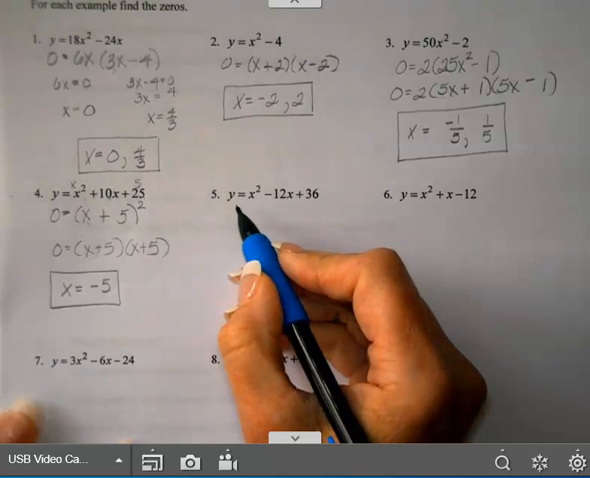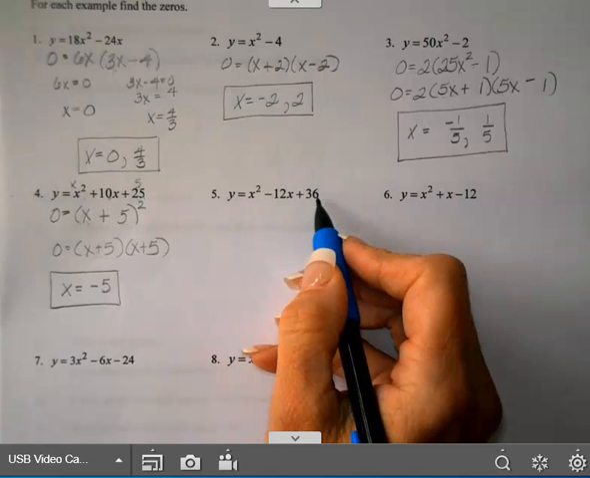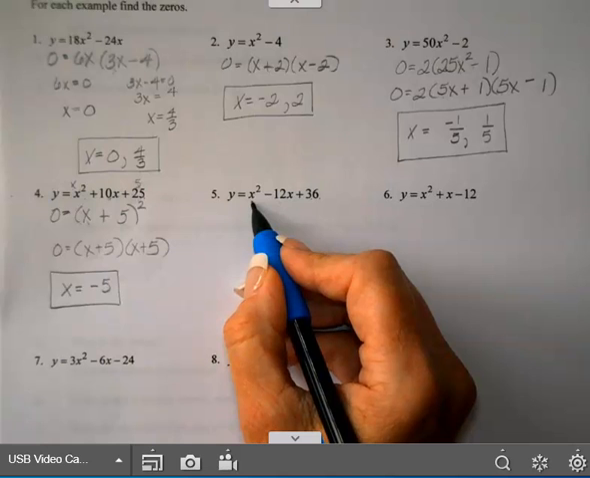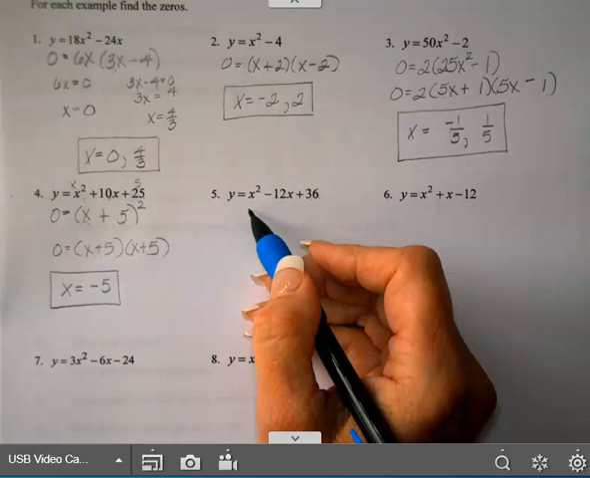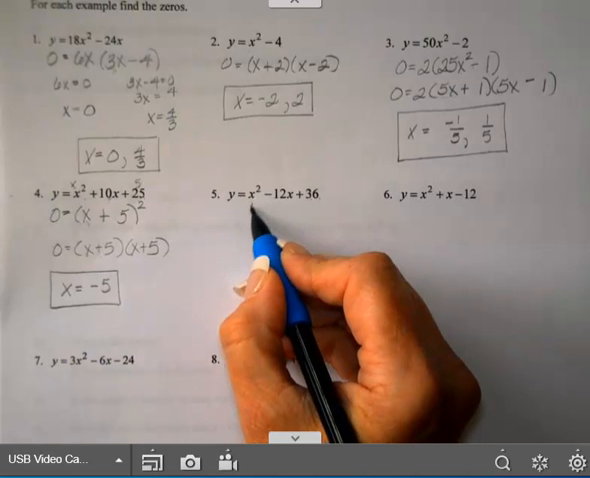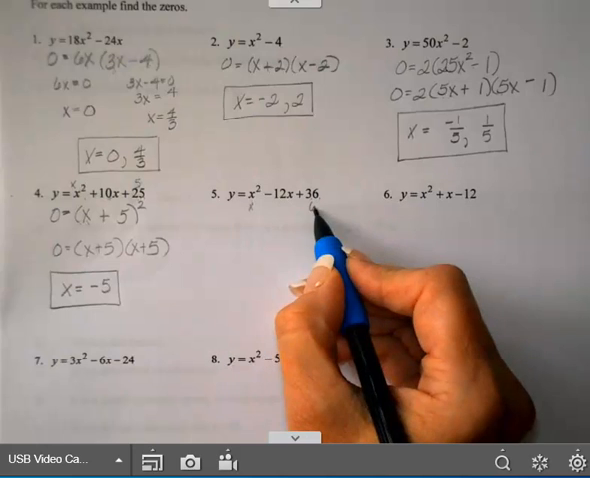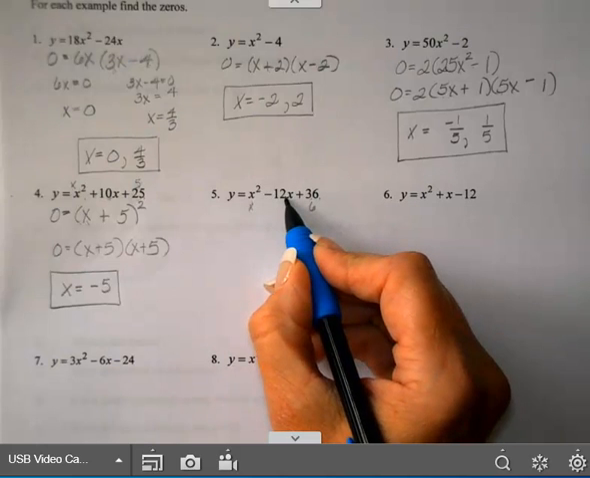On example 5, they do not have a greatest common factor. These have a 6 in common, however, that first one does not have a 6 in it. Then look and see how many terms. There are 3 terms. I like to test perfect square trinomial first. Square root of that is x. Square root of 36 is 6. And if I take that product, that's 6x, and I double it, I do get the middle term. It is a perfect square.